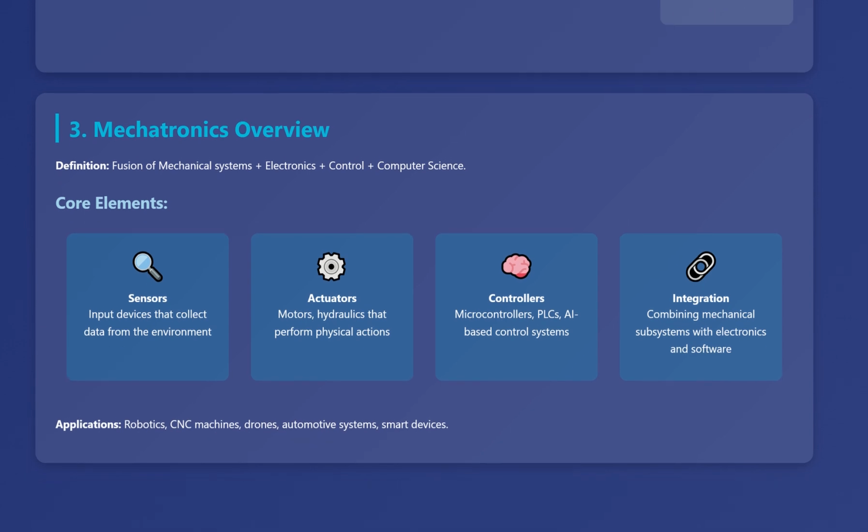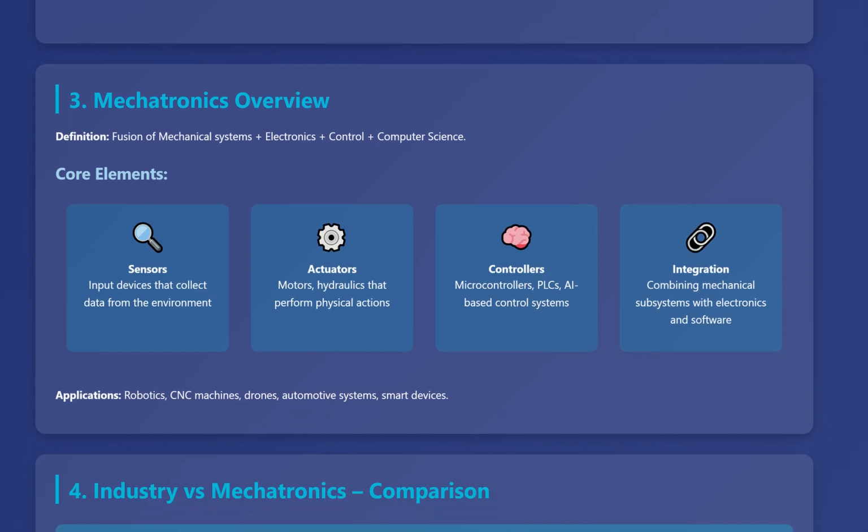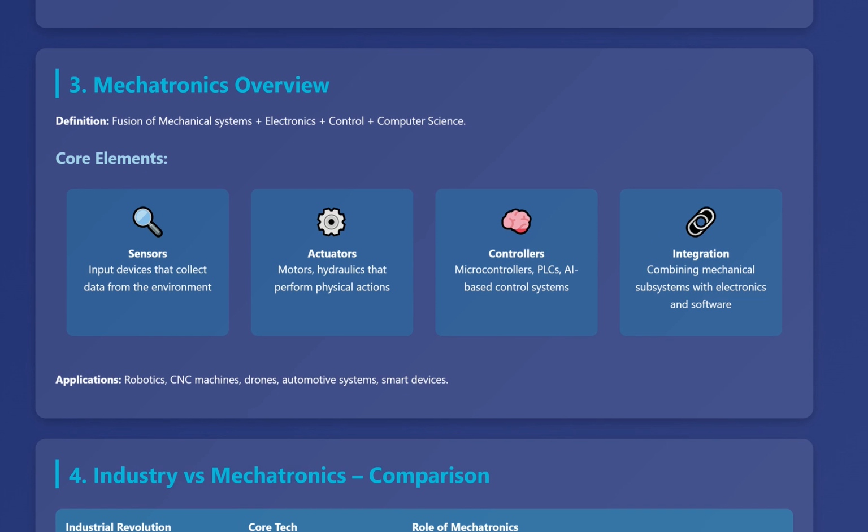Okay. Let's look at mechatronics. Mechatronics, in simple terms, as I said, is the fusion, synergy, integration of mechanical systems, electronics, control, and computer science. In this sense, the key elements of mechatronics include sensors. Sensors are input devices that collect data. Say a temperature sensor, a motion sensor, a proximity sensor, maybe a contact sensor, these sensors normally collect data from the environment. So the core elements of mechatronics must include sensors.